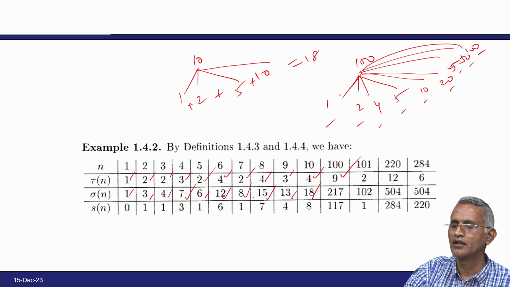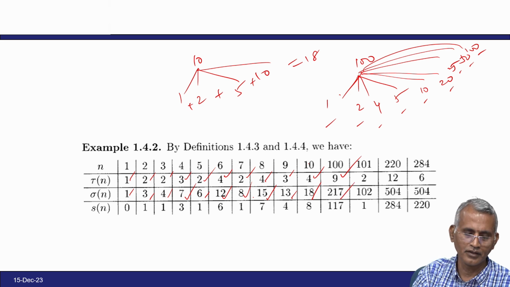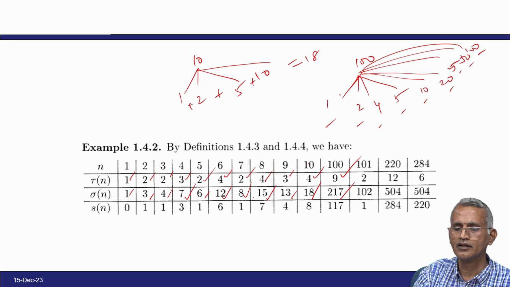Add them: 100, 150, 175, 195, 195, 200, 205, 210, 217, so 217 is coming. So, this way we can write tau of n and sigma of n.